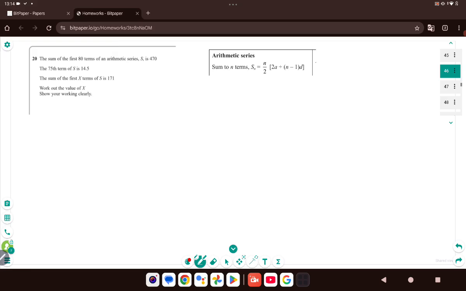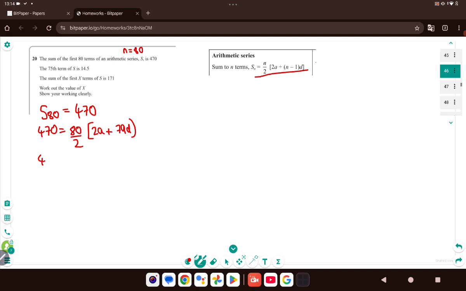Right, let's deal with this first sentence. The sum of the first 80 terms is equal to 470, so we can use this formula. Now we don't really know a, we don't know d, but we know that 470 is the sum. So it's equal to 80 over 2, because there are 80 terms, n is 80, times 2a plus n minus 1, 80 minus 1 is 79, 79d.